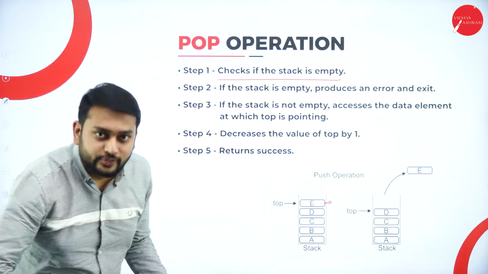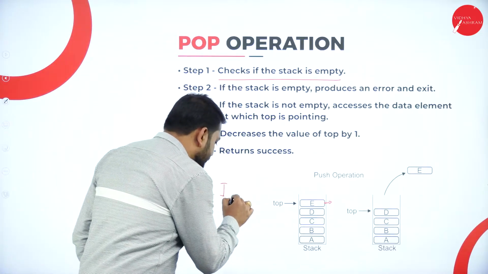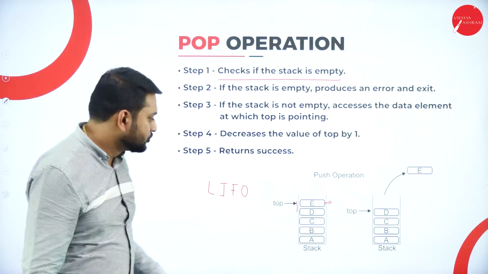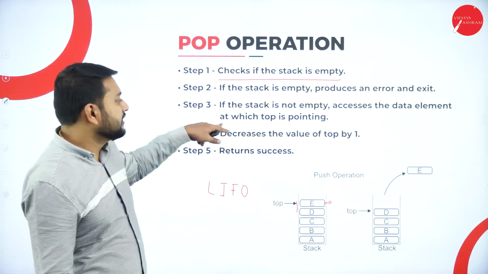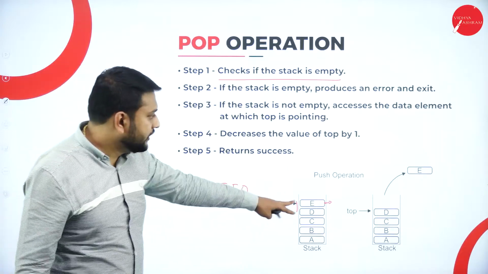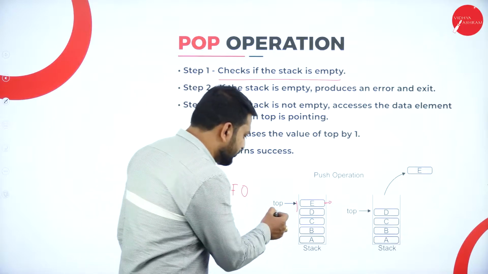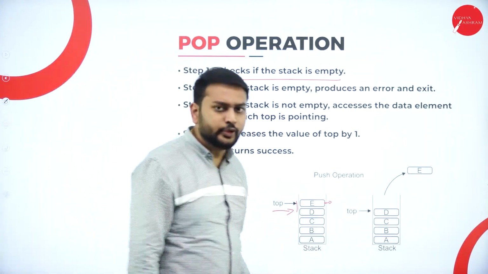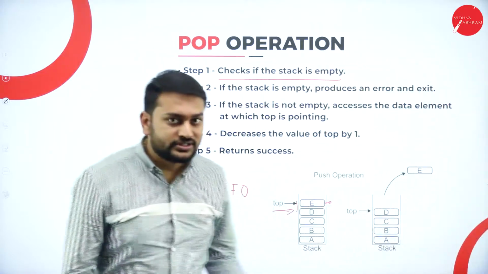You all know the principle that I follow in a stack: last in, first out, right? So this is the last in, so the first out should be E. This is what you need to remember. So access the data to which top is pointing. Top is pointing to E. Then decrease the value of the top by 1. So this top will come to this, and automatically the data will be removed. Then send a return message.